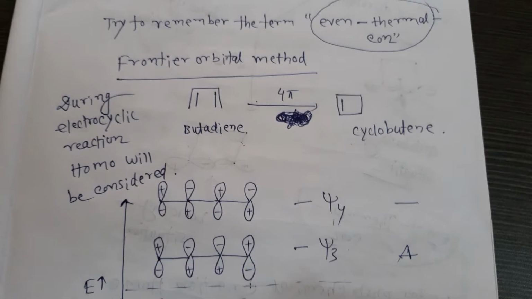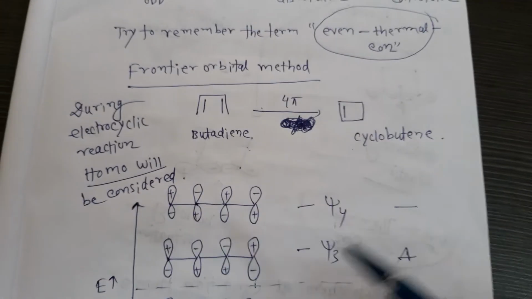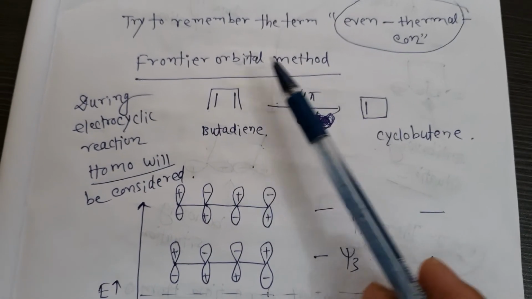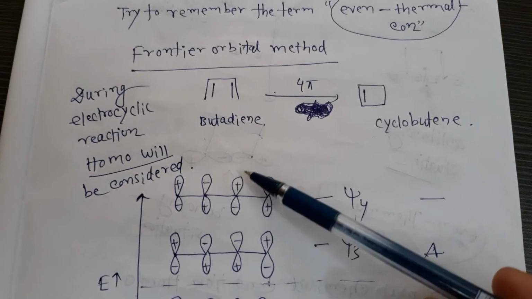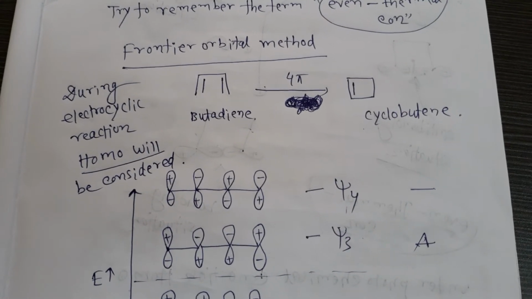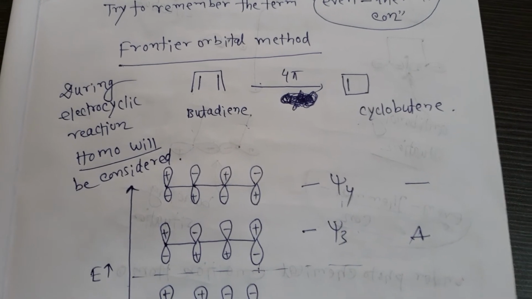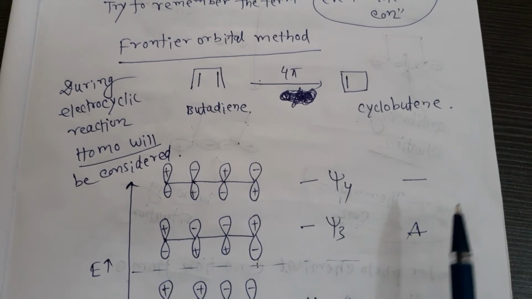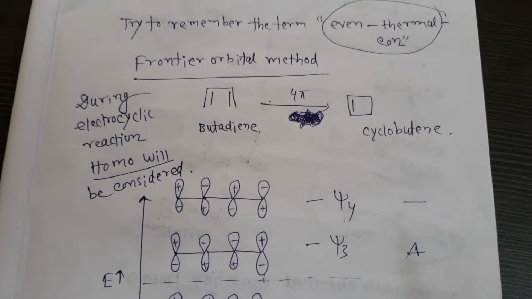In an electrocyclic reaction, the HOMO will be considered. This method is called the frontier orbital method. So if we draw the molecular orbitals of butadiene, then in thermal condition the HOMO is psi 2, and in photochemical condition the HOMO is psi 3. So we consider thermal first.